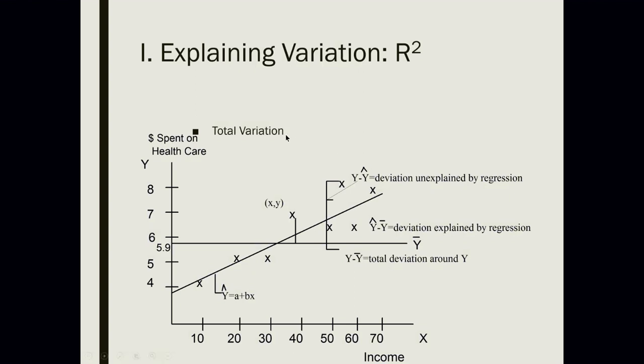So we have our SSR, the sum of squares regression, which is explained by the regression, and our SSE, the sum of squares error, which is not explained by our regression. And then our SST, our sum of squares total, is the total deviation around Y. So all of those points above and below Y that are either explained by our regression analysis or not explained by our regression analysis.